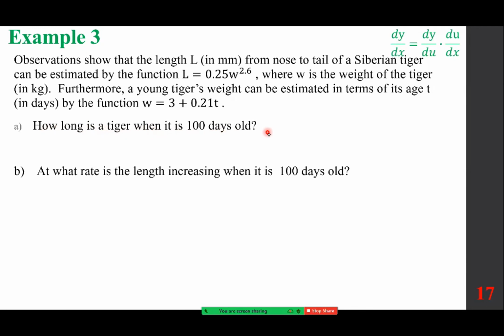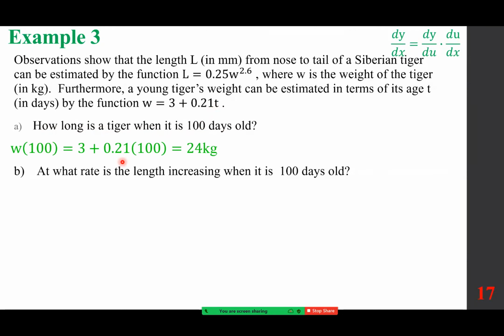This is elementary algebra. You replace the T with 100, and that gives you the weight first. 0.21 times 100 is 21. 21 and 3 is 24 kilograms. But we want the length, so plug it into this, because remember, L is a function of W, W is a function of T.